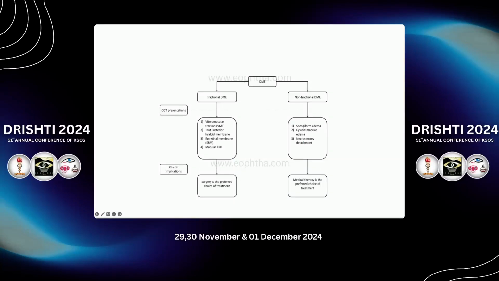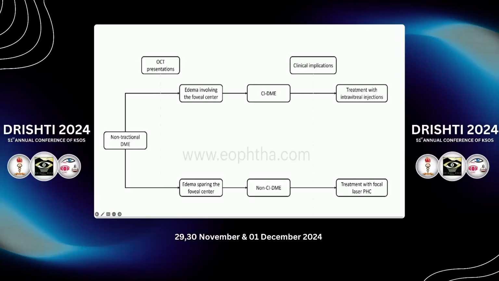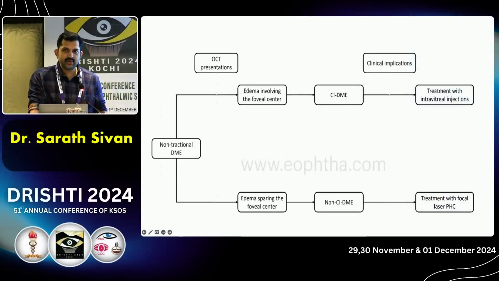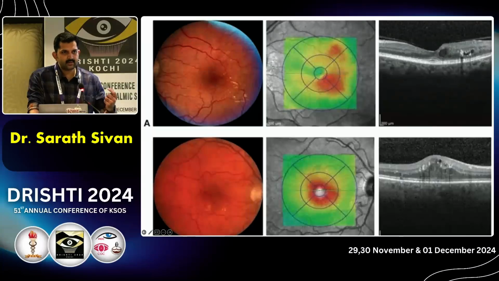First thing, when you see a DME, see whether it is a tractional DME or a non-tractional DME. For tractional DME, surgery becomes the mainstay of treatment. For a non-tractional DME, look whether it is a center involving DME or a non-center involving DME. Center involving DME is defined as any retinal thickening in the center 1 millimeter subfoveal zone. In center involving DME, anti-VEGF injection stays the mainstay of treatment. If it is a non-center involving DME, you can either observe the patient or do a focal laser.